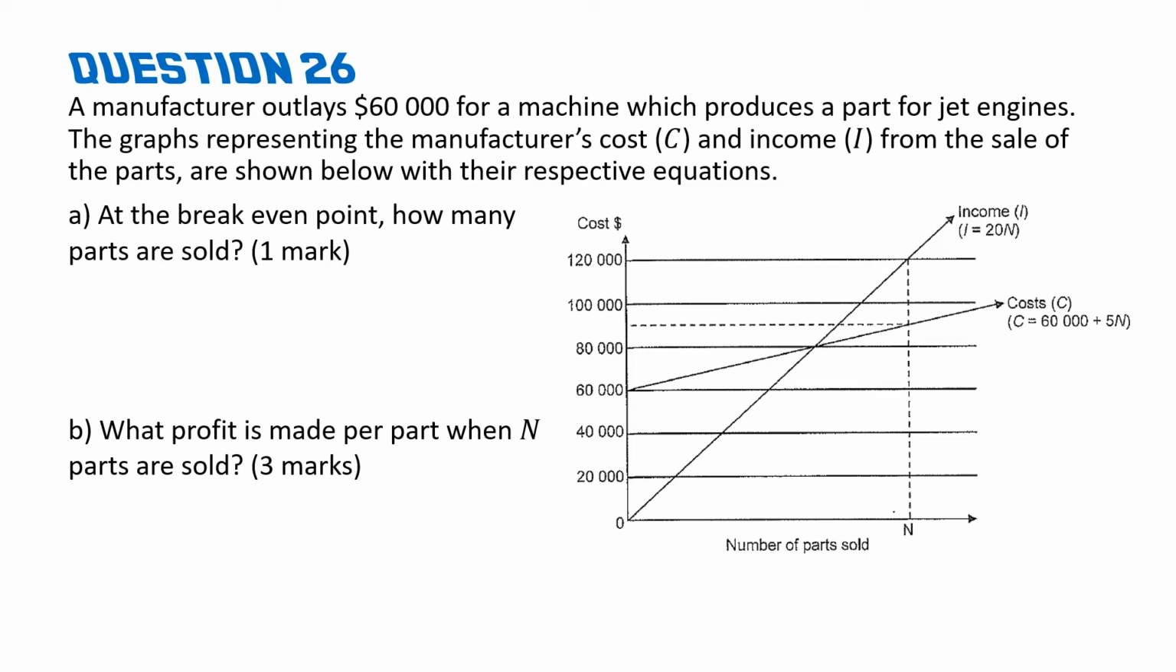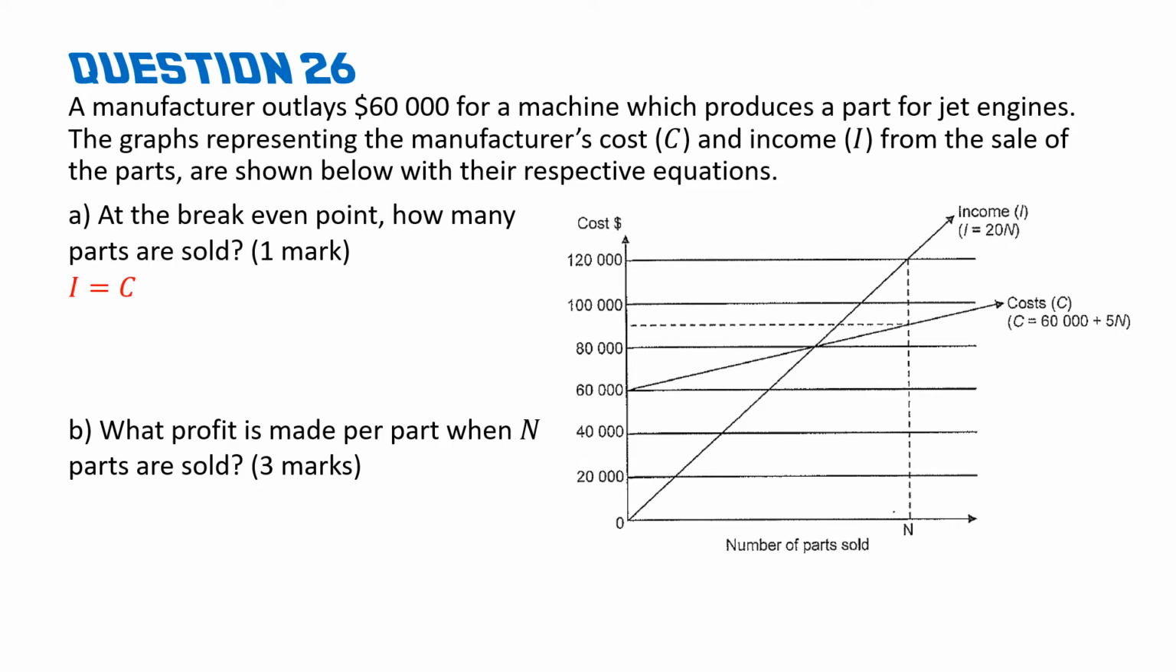Well, first thing we need to hopefully identify is what is our break-even point. We should all remember that that's where our income and our costs are exactly the same. So if we look at the graph, we can see where those two lines cross, where I equals C. And where does I equal C? Well, that's going to be where our costs are $80,000. Hopefully you can see that's where those two lines cross.